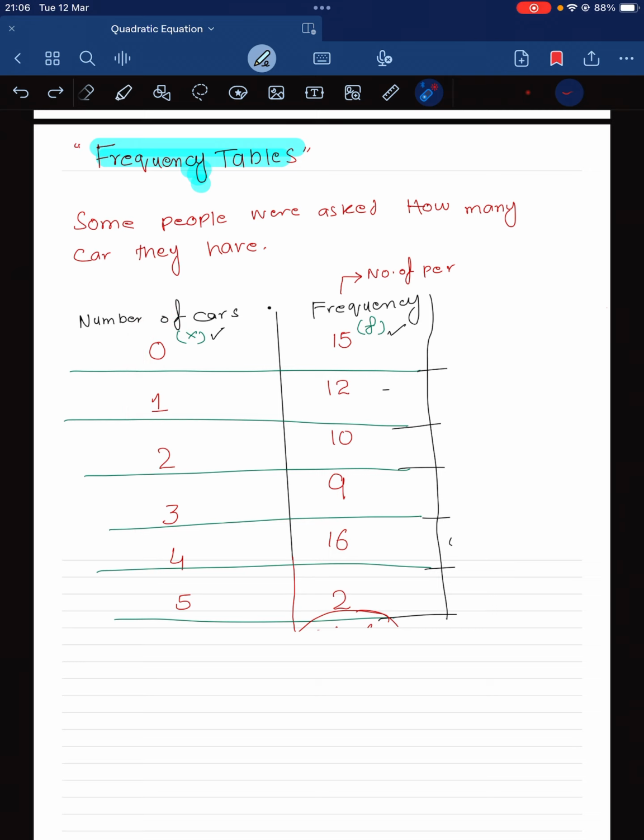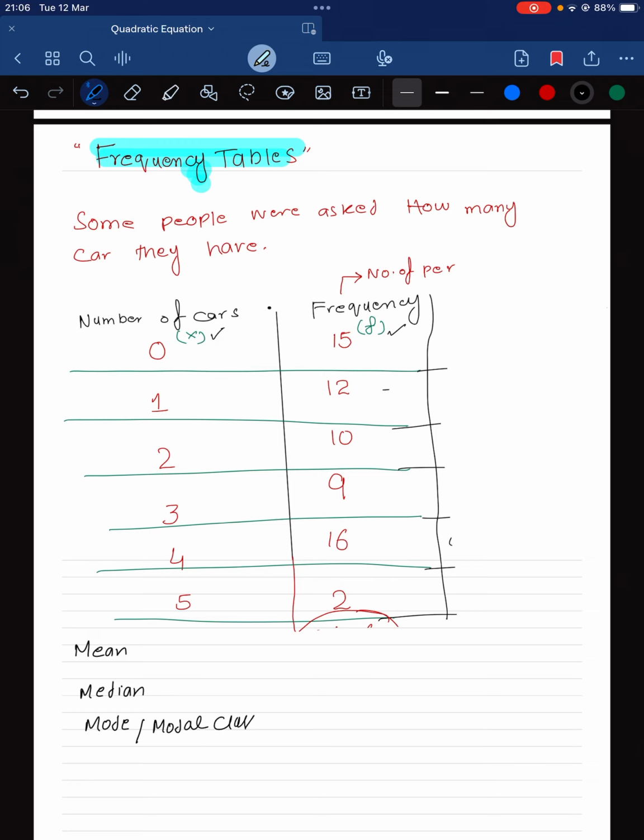Now we need to find out the same things like mean, median, mode. For a frequency table we don't call it the mode, we call it the modal class. So the modal class is the same thing as the mode. So we need the mean, median, modal class, and then range. Okay, so first we will start with the range.